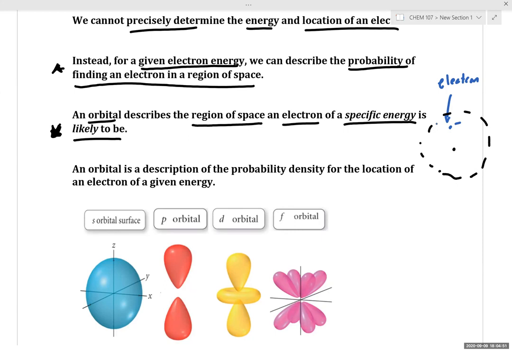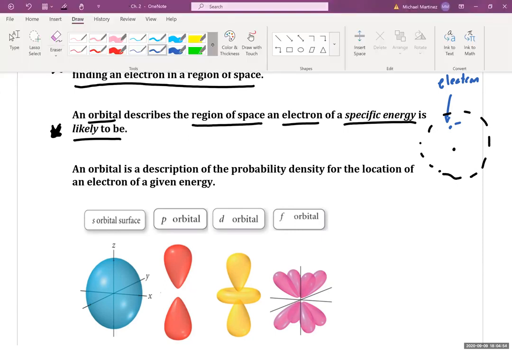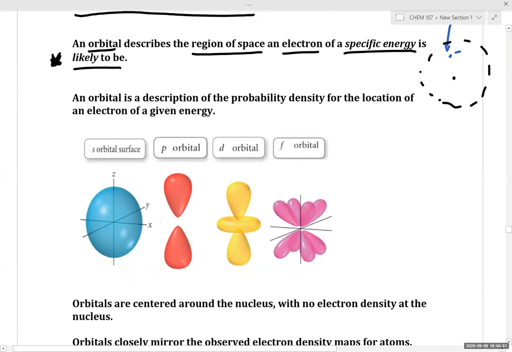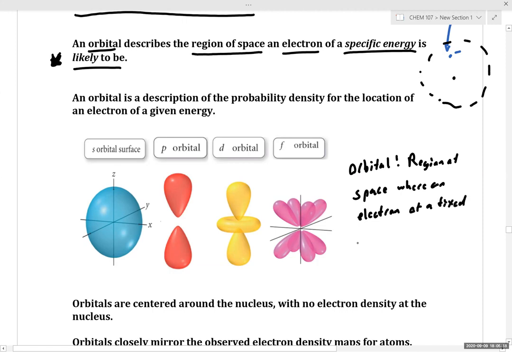So to make this a little bit less esoteric, let's look at some pictures of orbitals. Each of these pictures represents a different orbital, where an orbital is a region of space where an electron of a fixed, specific energy is likely to be. So somewhere in this region of space, we have our electrons.